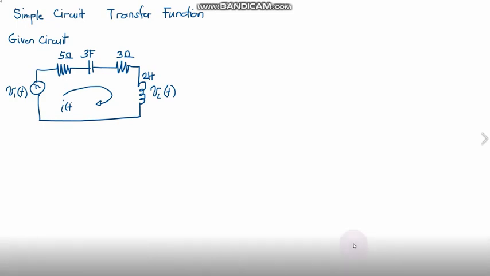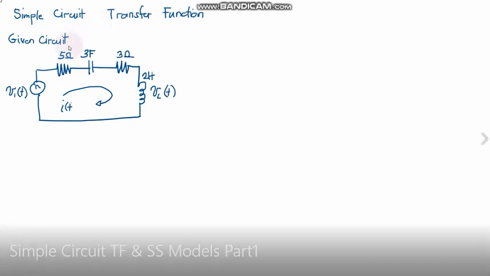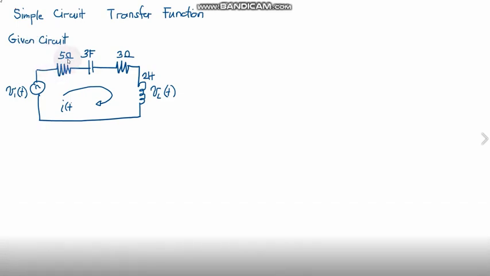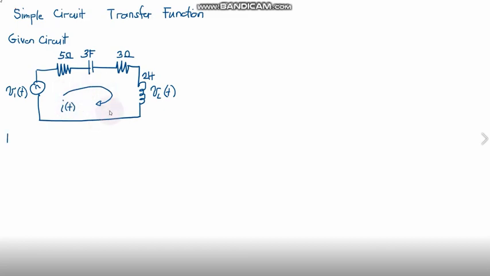Good afternoon. So we're going to discuss the derivation of the transfer function of the simple circuit with four components. Okay, so for our given circuit here, we have 5 ohms plus 5 ohms and 3 farad and 3 ohms and 2 henry. Okay, and we have our variable i(t), and of course the voltage drops across these components are also unknown values.